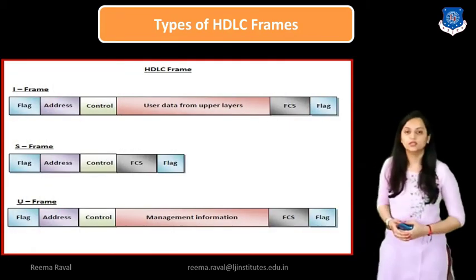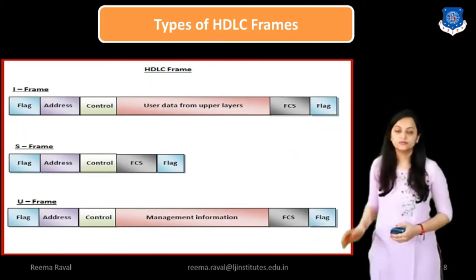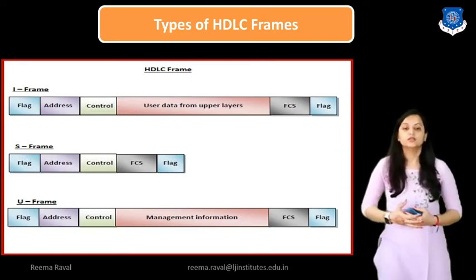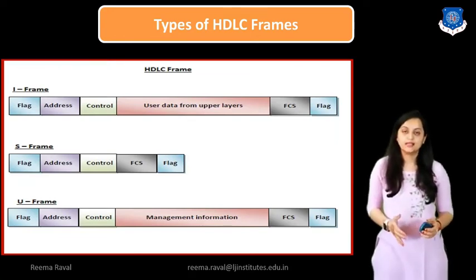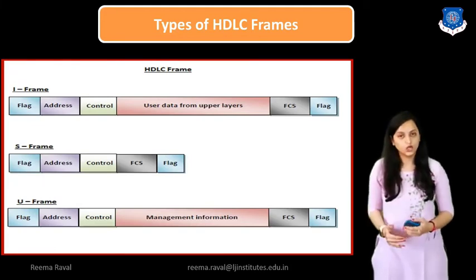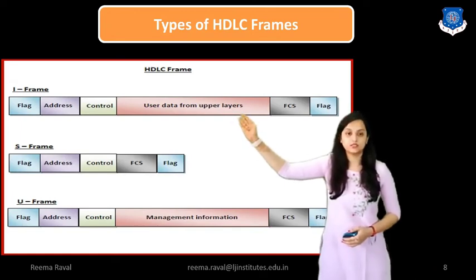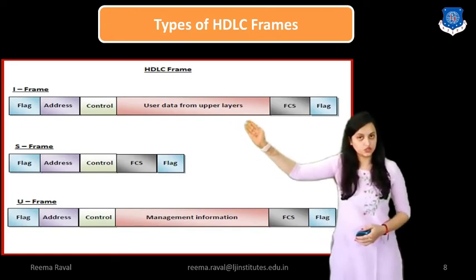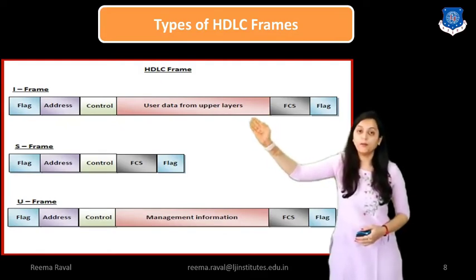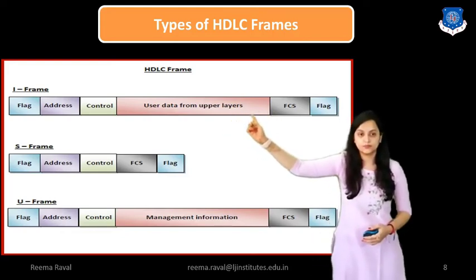Now let us move to the diagram of the types of HDLC frames. Here the I-frame, S-frame and U-frame are indicated. First of all, see the I-frame. In the HDLC I-type frame, the first and last fields are the flag. The second field is the address field. The third is the control field. And the fourth field is the user data from upper layers. So this is the HDLC frame structure for the I-frame, that is the information frame, which carries information from upper layers. That's why we have the user data from upper layer field in this frame structure.